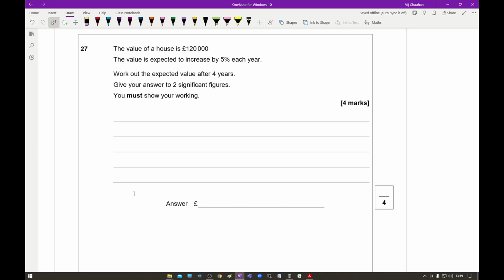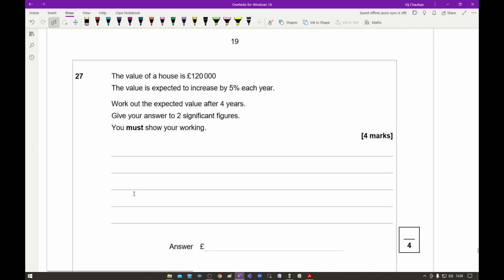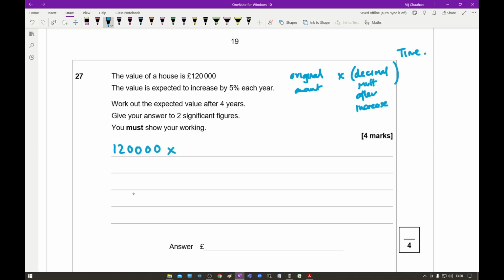Now this question here is a compound interest question, and there are several ways in which you could answer this question. If you've done compound interest before, then the formula is the original amount multiplied by the decimal multiplier after the increase to the power of the time. So taking this into consideration, we've got the original amount of the house, which is 120,000, an increase of 5%, so 100% plus 5 is 105%. That as a decimal is 1.05. And then we want to do that to the power of the time, which is 4.